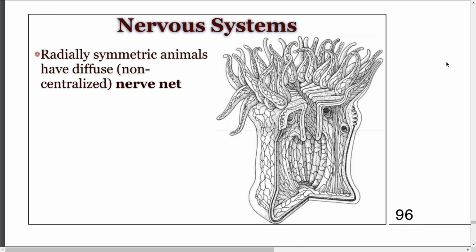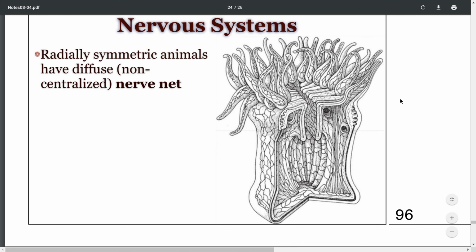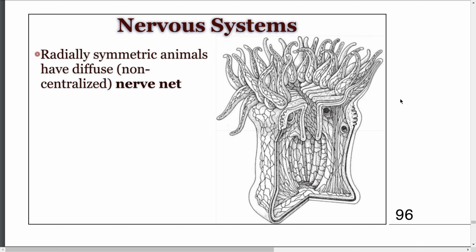In most radially symmetric animals, they have what's called a nerve net. That is, there's a net-like arrangement of nerves. All of these little lines here represent the nerves in something like a sea anemone. It is not centralized. There is no central brain. There's often very little concentration of neurons, a ganglion being a cluster of neurons. They're just kind of diffuse.